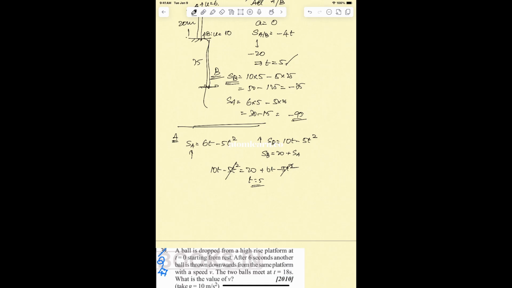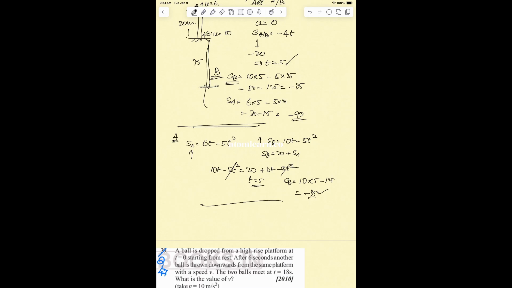And now we apply the SB situation. SB is equal to 10 into 5 minus 125, equal to minus 75. We are getting the same answer again. Understood? Therefore both approaches give the same result. But if it is a gravity situation, it is much more convenient to apply the relative velocity approach, as you could see.